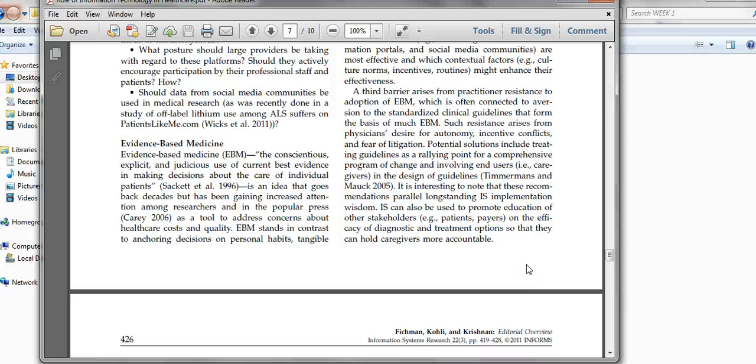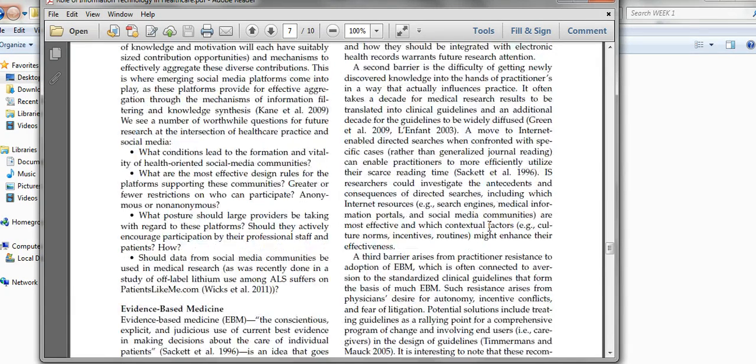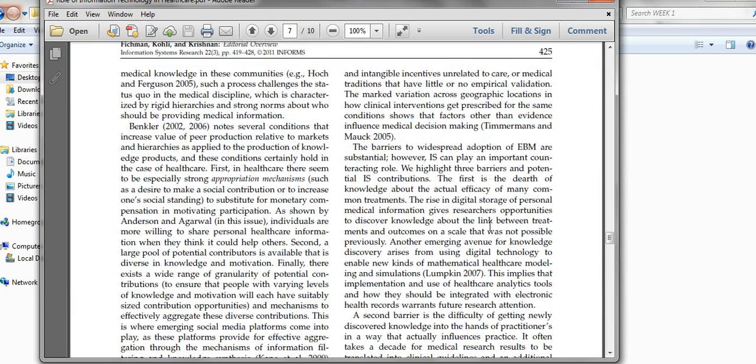The conscientious, explicit, and judicious use of current best evidence in making decisions about the care of individual patients. EBM is an idea that goes back decades but has been gaining increased attention among researchers and the popular press as a tool to address concerns about healthcare costs and quality. EBM stands in contrast to anchoring decisions on personal habits, tangible and intangible incentives unrelated to healthcare, or medical traditions that have little or no empirical validation. So it's all about evidence-based medicine, as the name suggests. It's all about empirical validation.